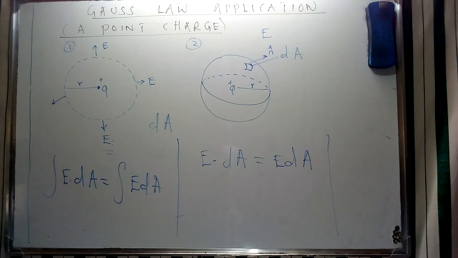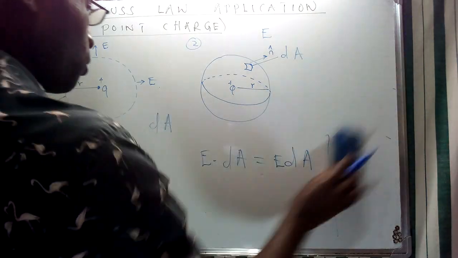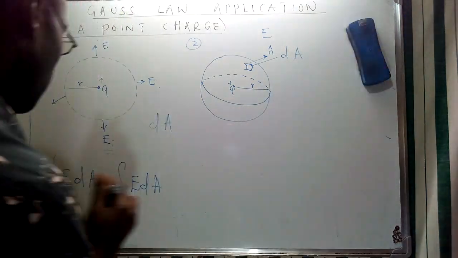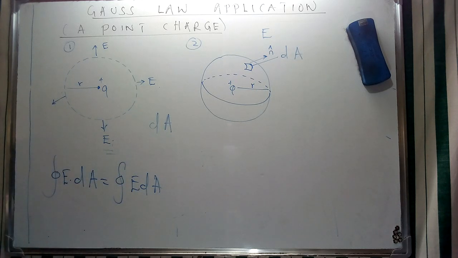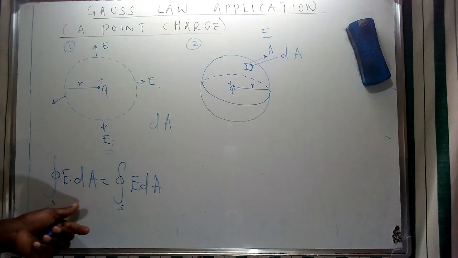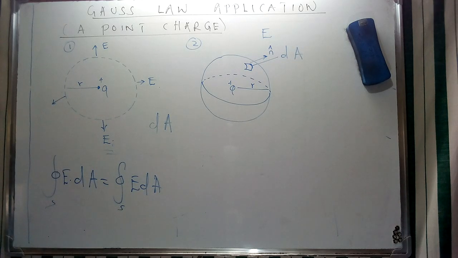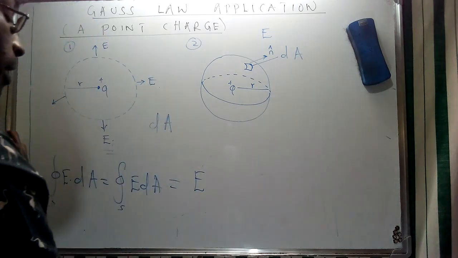And having said that this Gaussian surface is an enclosed one, I'm going to use the integral sign with the small circle, showing that this is an integration over a closed surface. Therefore I can give this equation in such a form, since E is constant over this radius.